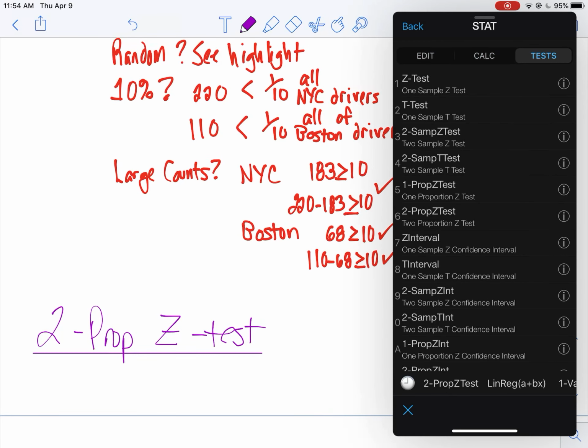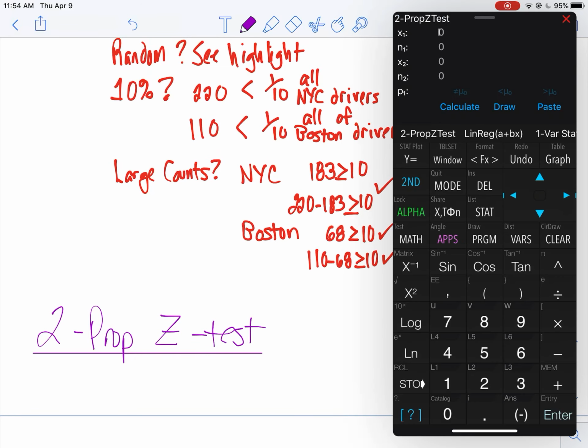All right, notice I'm going to go to stat here. I'm going to go to tests. I'm doing a 2 prop z test here, number 6. Let's enter in what I've got. I had 183 out of 220. Okay, that's New York. Now for Boston, we had 68 out of 110.